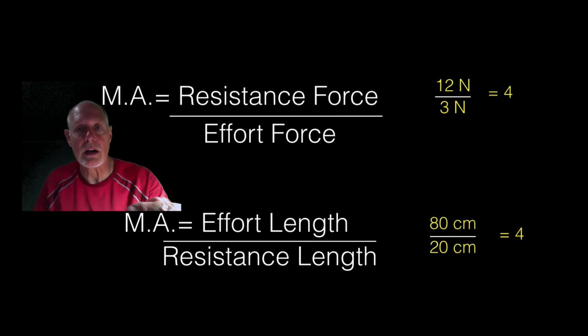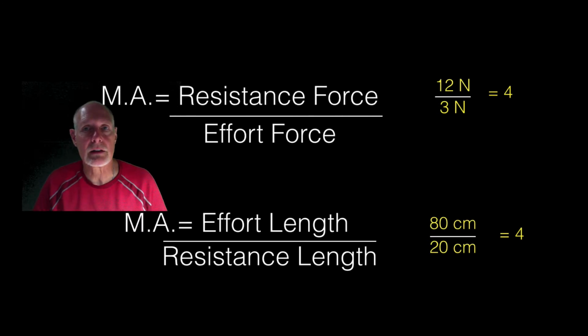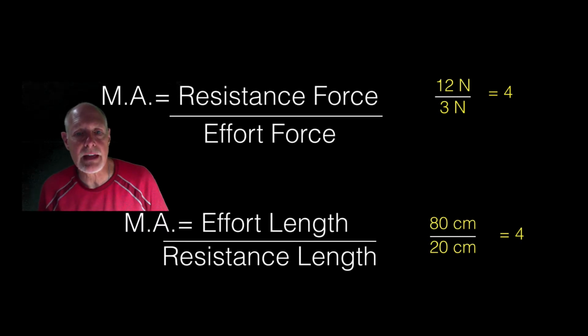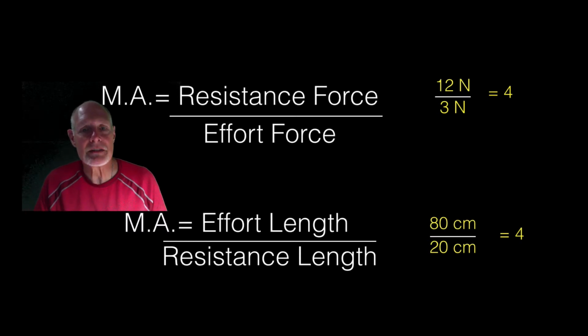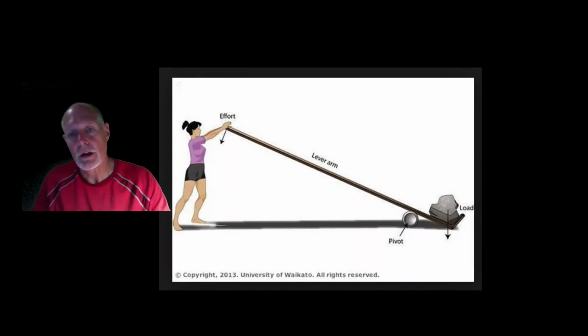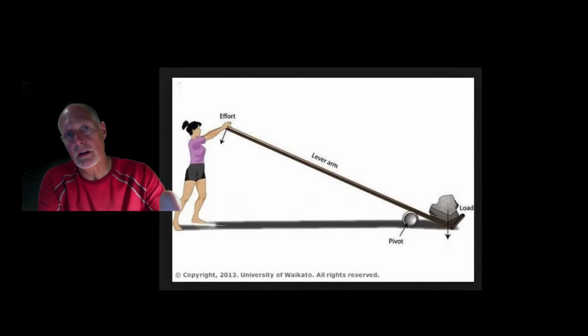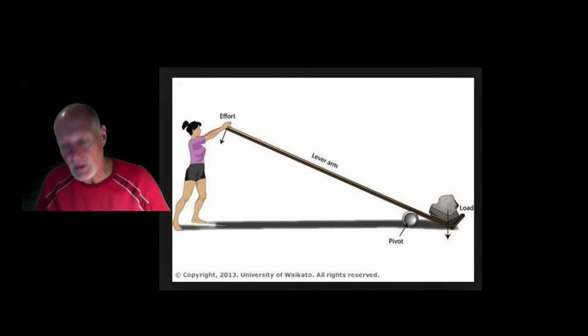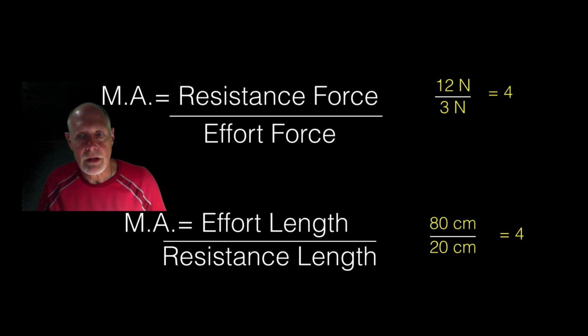So when we take 12 and divide it by 3, we have a mechanical advantage of 4. That's pretty good. Then we can also determine the mechanical advantage from the length. In this case, let's make the effort length 80 centimeters and the resistance length 20 centimeters, which would be more like this picture right here. We've got a really long effort arm and a really short resistance arm.